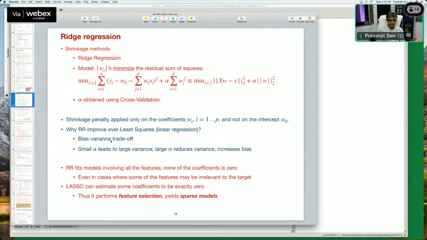So we are now discussing ridge regression. This is one of the shrinkage methods. Shrinkage basically means that you are trying to reduce the values of your coefficients in a linear model, and possibly taking some of them to zero altogether.